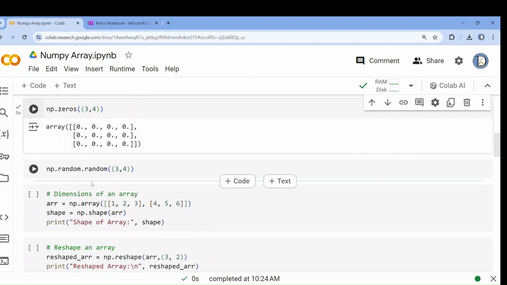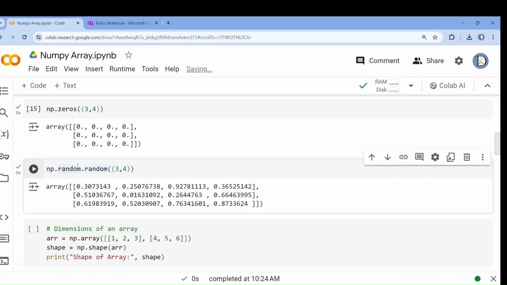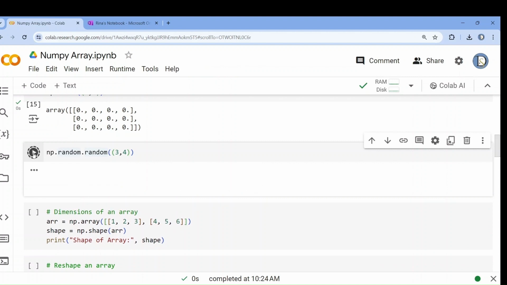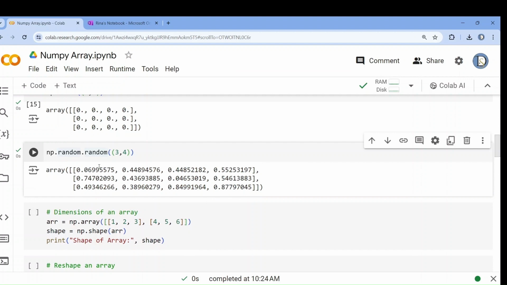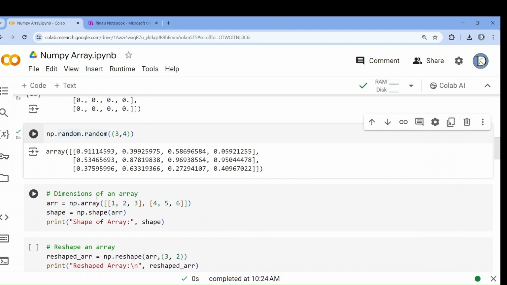Okay. Next one is random.random. That means I don't want to give any value; you select any random value. See here, 3 comma 4, 3 rows, 4 columns, any random value. You run it many times, the values will change. See, notice, the values will change, because it is generating random numbers.